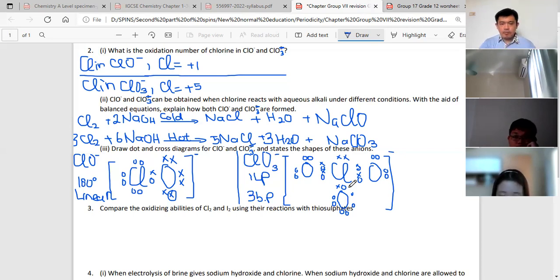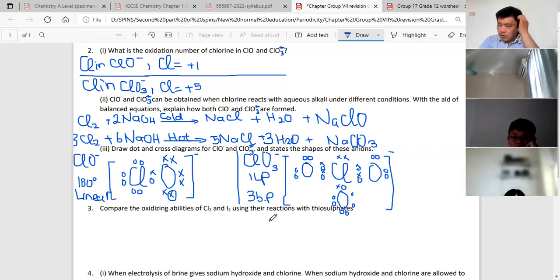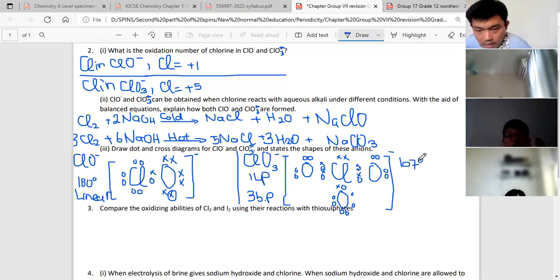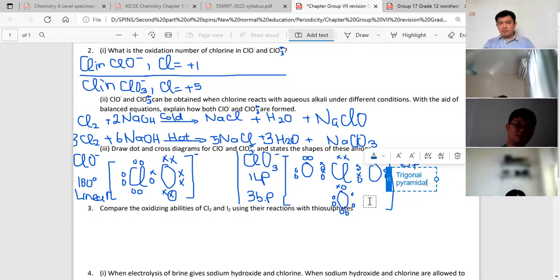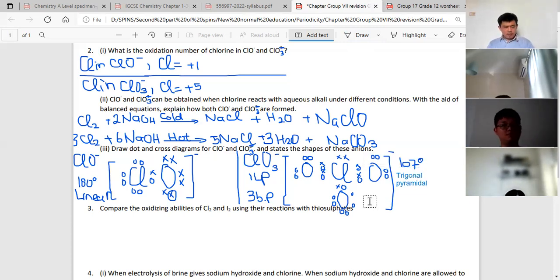And then this one: 3 bond pairs, 1 lone pair, it is 107 degrees, similar to ammonia. So the shape here is trigonal pyramidal. It is trigonal pyramidal, the shape of the ion.